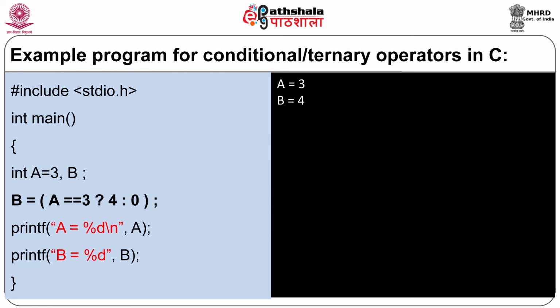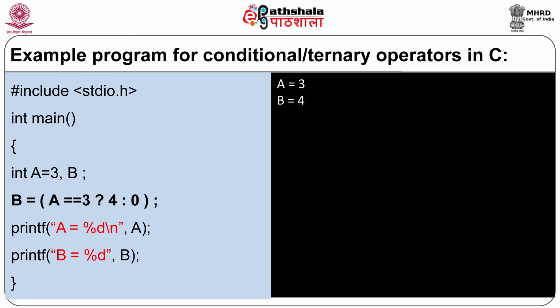Now, here I have given one simple example program on the conditional operator. You can see in this program A is 3, that is an integer, and B is also an integer. Now, you can see the expression. In the expression I am using the conditional operator along with the assignment operator. So, in the conditional operator I have written A double equal to 3 question mark 4 colon 0.